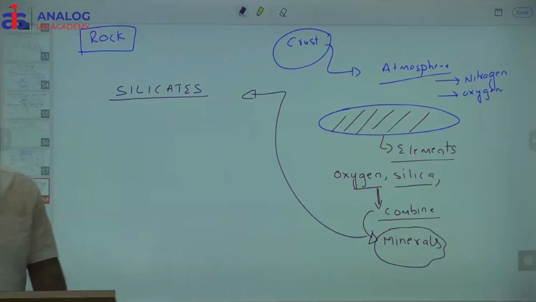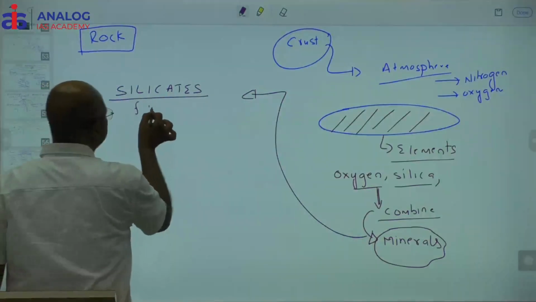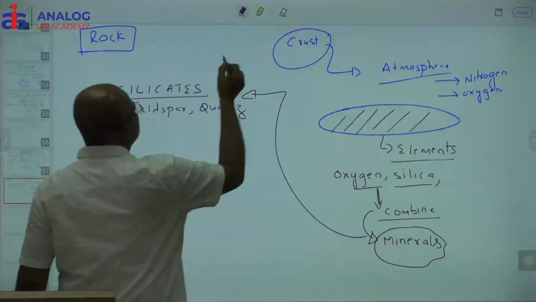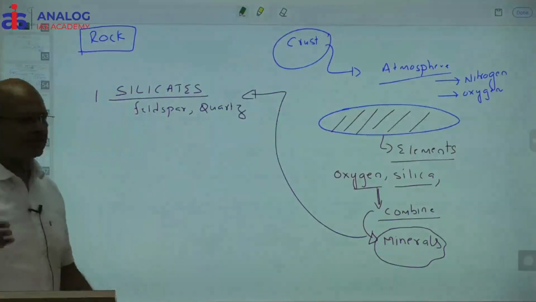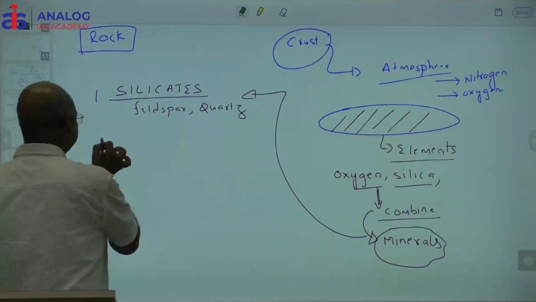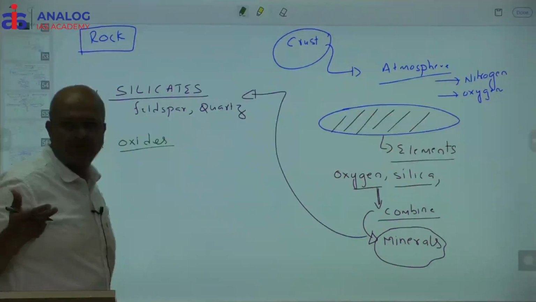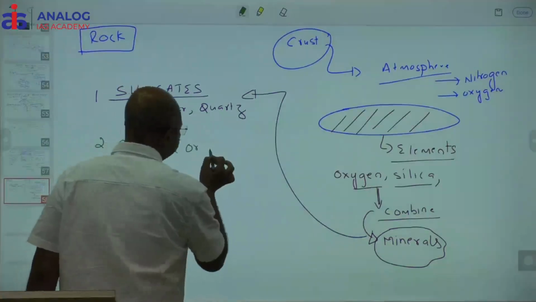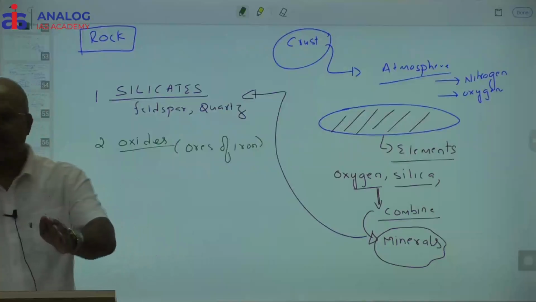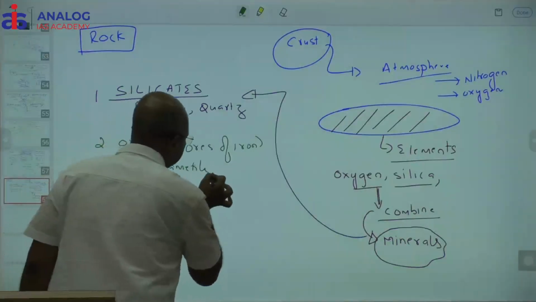Now, can you give any example of silicates? Feldspar and quartz. So in the earth we find different families of minerals. One group is referred to as silicates. In the same way, we also have oxides. Oxides are nothing but ores of iron. Examples: hematite, magnetite.